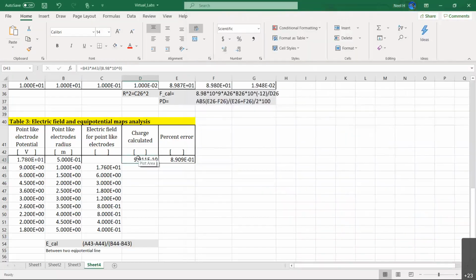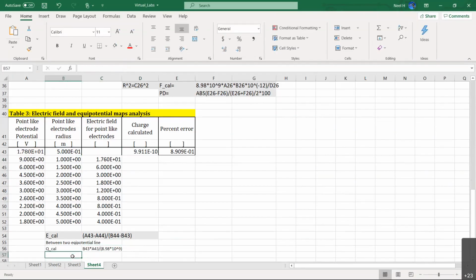If I do that, then I can do B43, that is the R value here, times A43, that is the potential measured, divided by the k. So if I do that correctly, this number should be very close to the charge we have there. The charge we have there is 1 nanocoulomb, right? 1 nanocoulomb is 1 times 10 to the negative 9. Let me copy paste this function also. To estimate the charge, you have to do this and copy paste everything into here. So this is to get the charge, Q calculated.